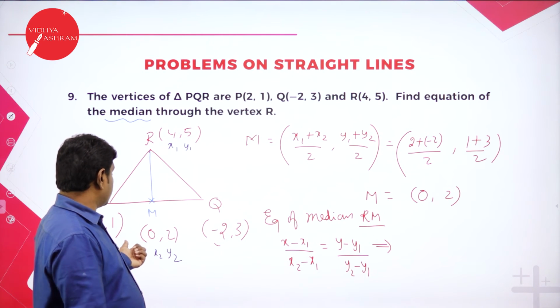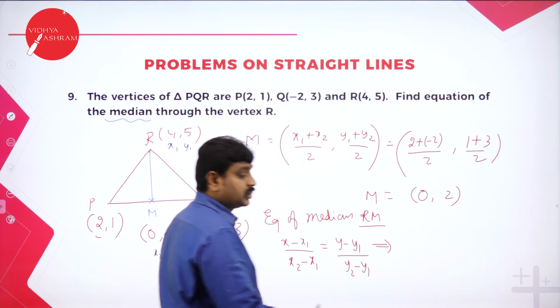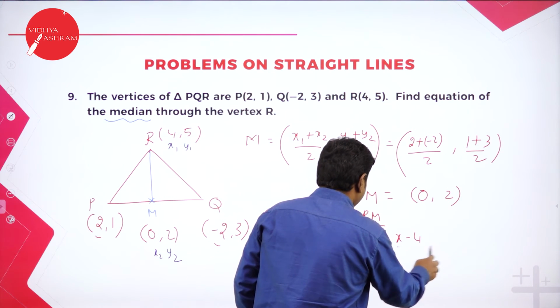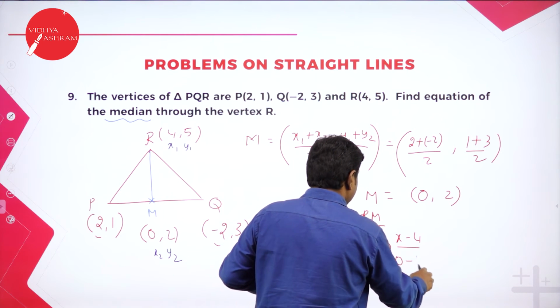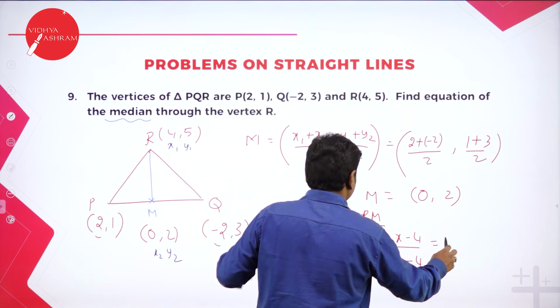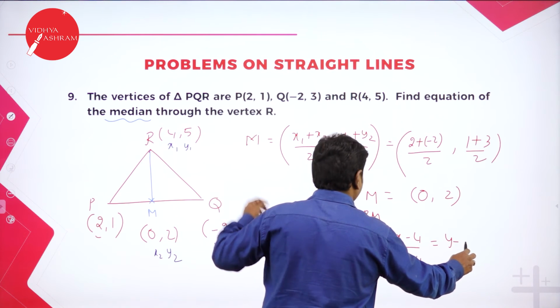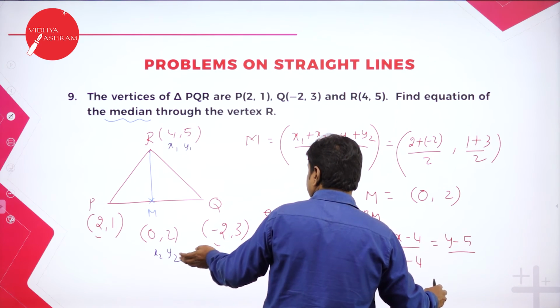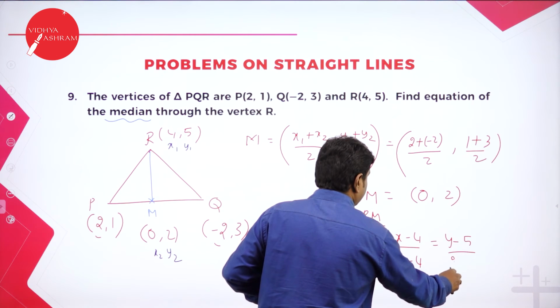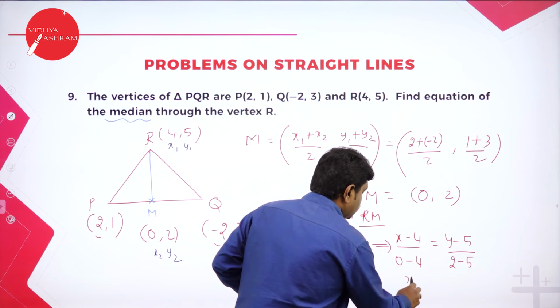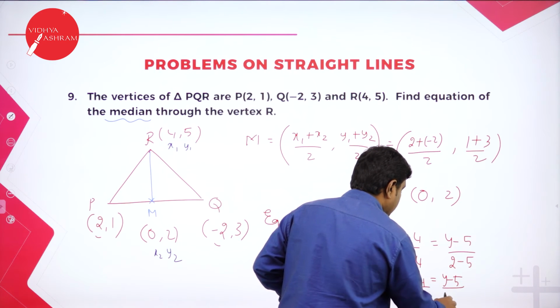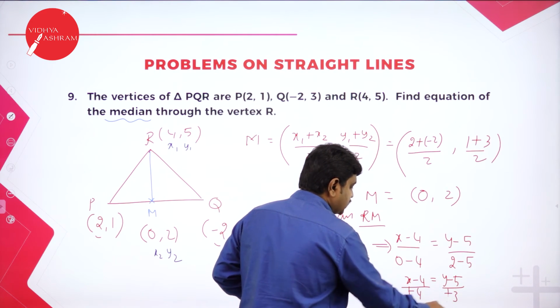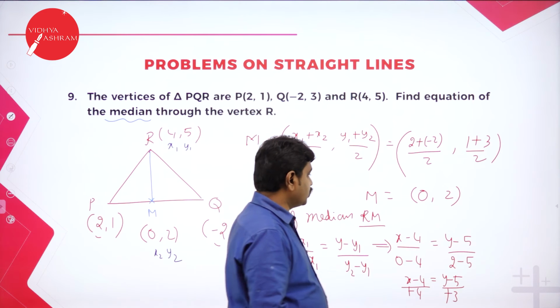x minus x1 means x minus 4, divided by x2 minus x1. So x2 minus x1 means 0 minus 4, equal to y minus y1. What is y1? y minus 5, divided by y2 minus y1, 2 minus 5. Simplify this. (x minus 4)/(-4) is equal to (y minus 5)/(-3). Minus minus cancels. Cross multiply, rearrange, you will get the answer.